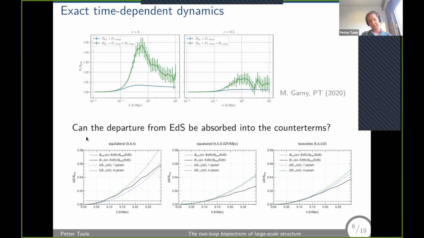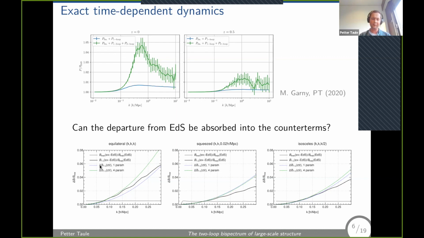And for the bispectrum, this is what I'm showing on the bottom here. We consider 3 shapes: equilateral, squeezed, isosceles. And these plots show the difference between exact kernels and EDS kernels divided by the tree-level EDS bispectrum, for tree-level and 1 loop. First of all, the gray line shows that there's a small shift, roughly k independent, between exact and EDS kernels for all shapes. And for 1 loop, we find this few percent, so this is the black line, difference between exact and EDS. We find these few percent deviations for the various shapes.